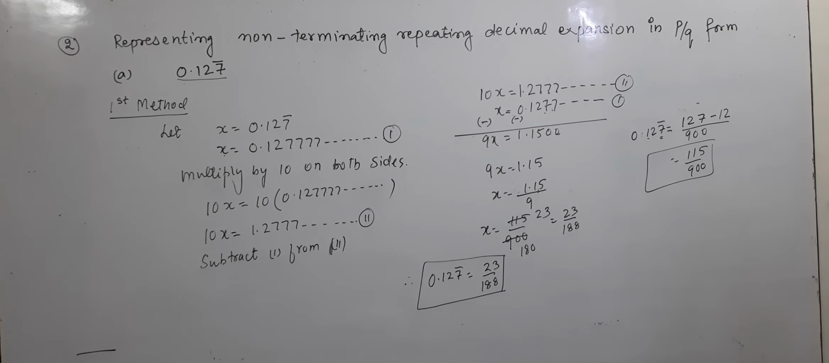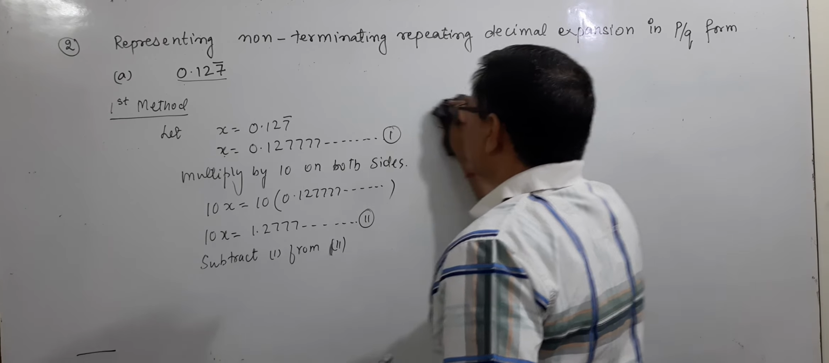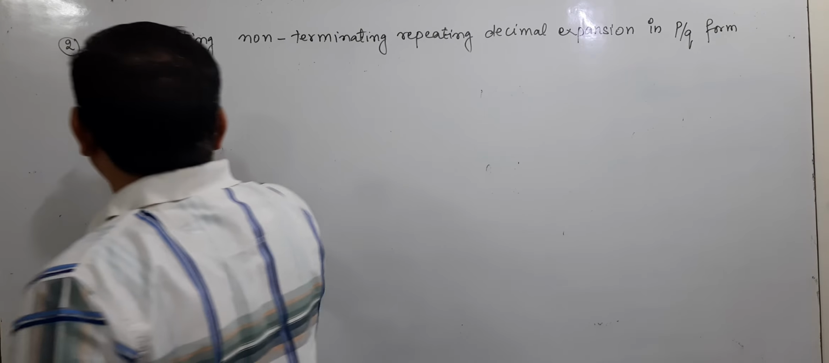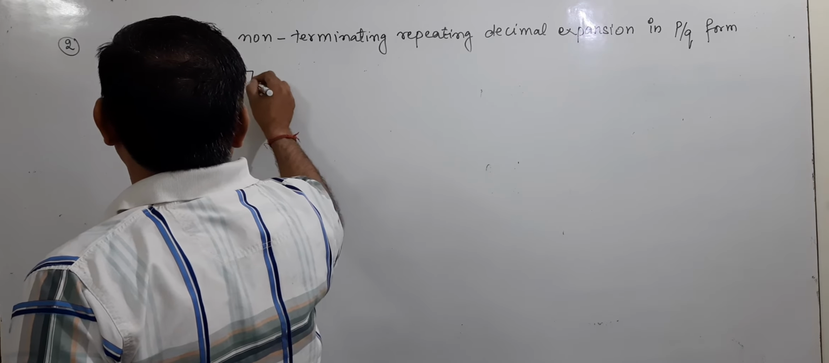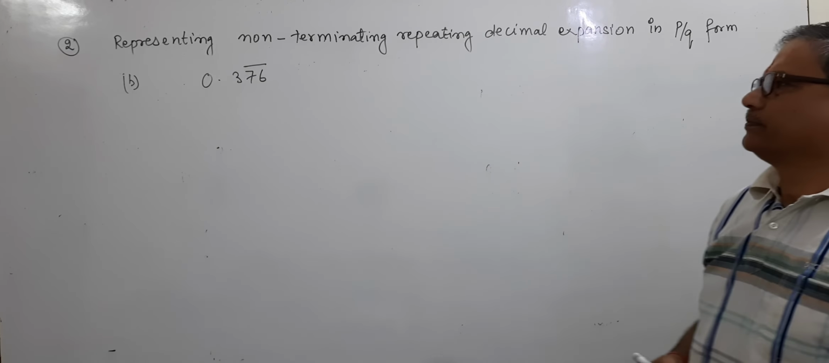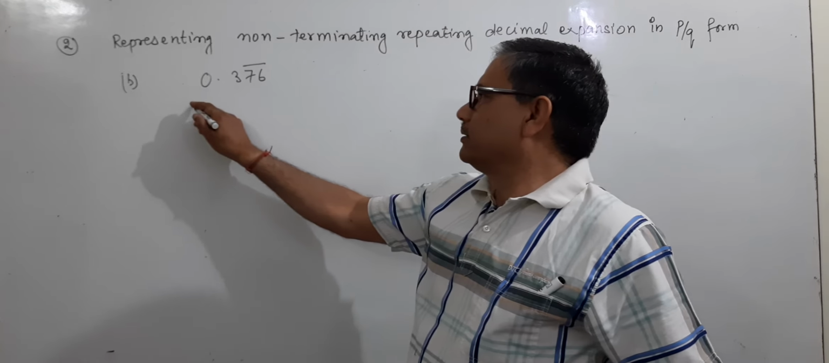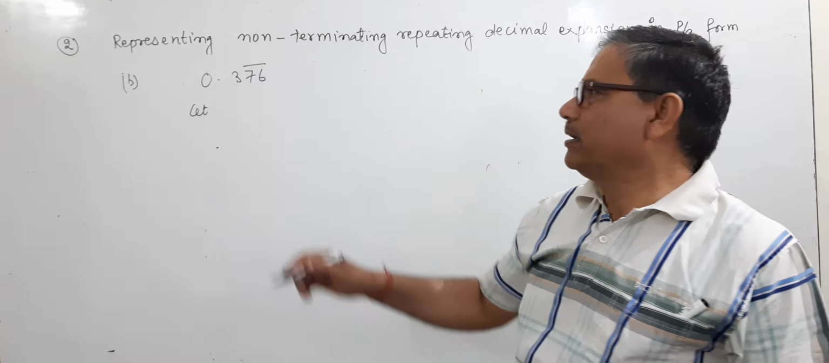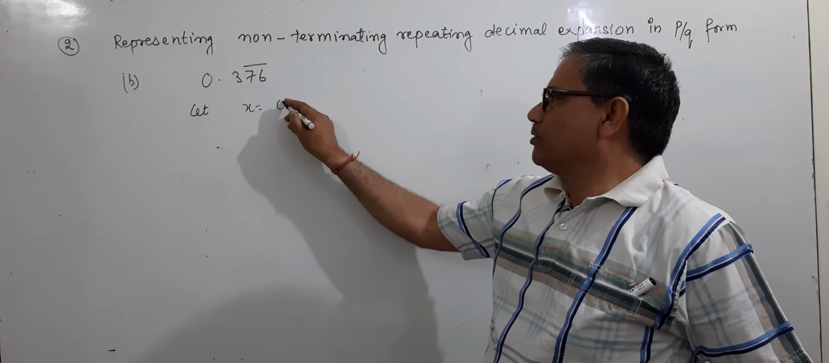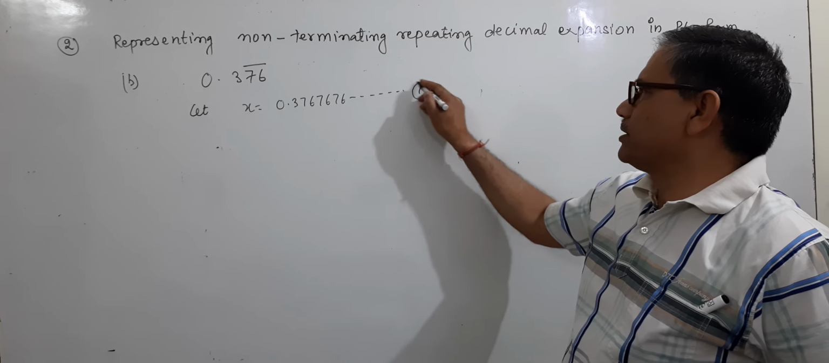Now we will go to the second type. If 2 digits are repeated, for example 0.376 and this will be bar. Express it in p by q form. Again the same method. Let x be equal to, which digit is repeated? 7 and 6. So we can write it as 0.3767676 dash dash dash. It is equation number first.